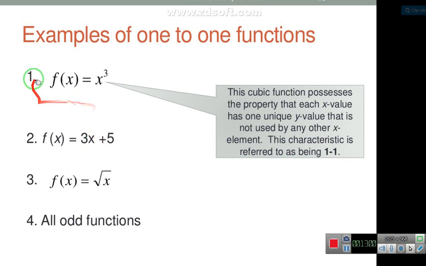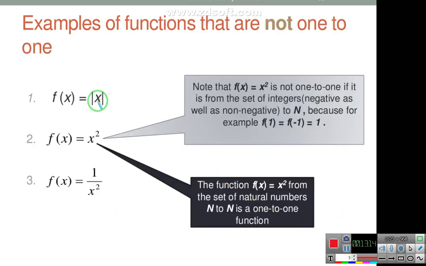So in example 1, example 2, example 3 and 4, all these are one-to-one functions. Now we will see which kind of function will not be one-to-one. So now you can see this example. If you have f of x is the absolute value of x, this is called the absolute sign. Absolute sign always makes a negative value positive. So if you see minus 1 in absolute sign, the result will be 1. And if you have 1, it is again 1.